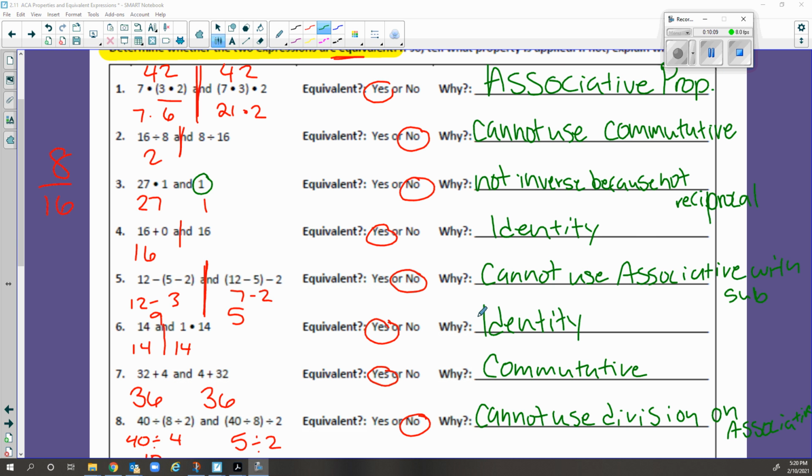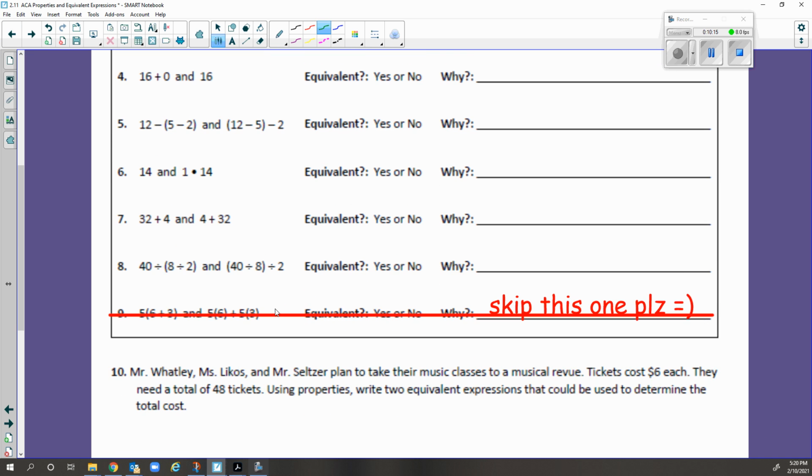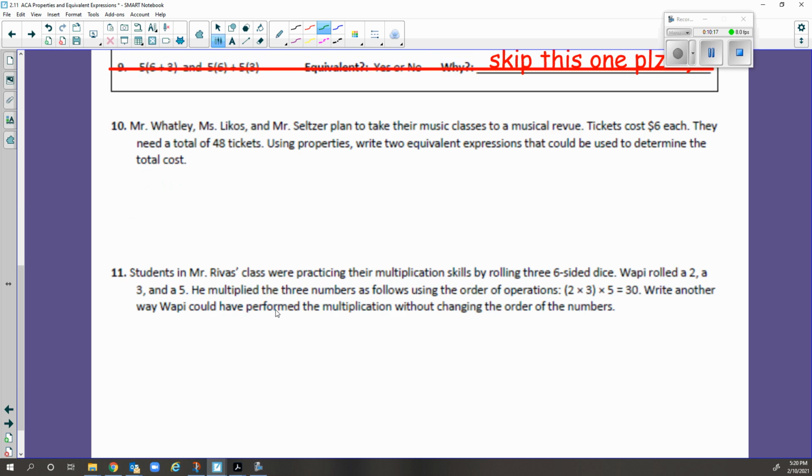Okay, guys, there are 2 word problems below this, and I want to go through those with you. So I'm going to go back to my other page here. This one says, Mr. Watley, Ms. Lycos, and Mr. Seltzer plan to take their music class to a musical review. Tickets cost $6 each. They need a total of 48 tickets. Using properties, write 2 equivalent expressions that can be used to determine the total cost.